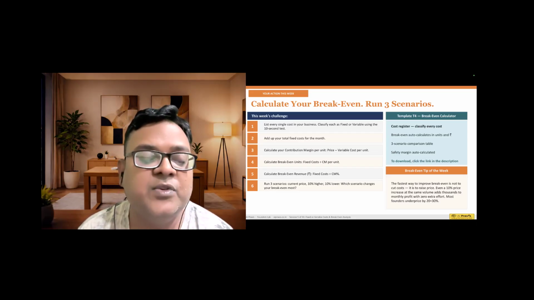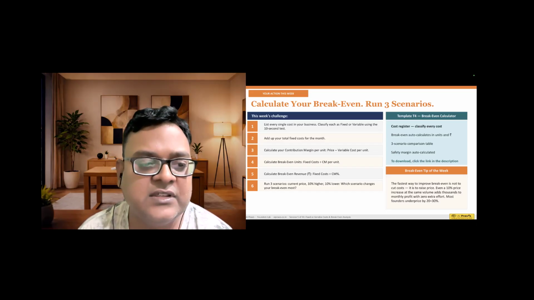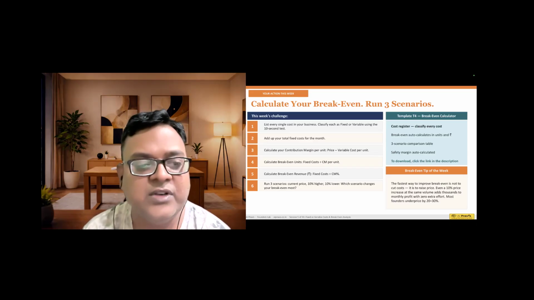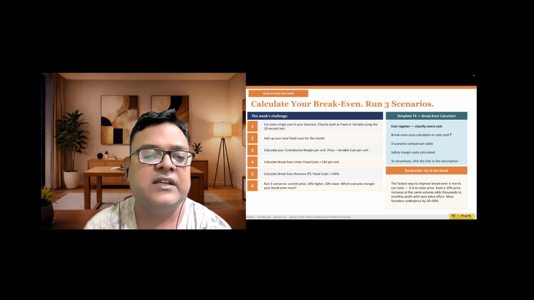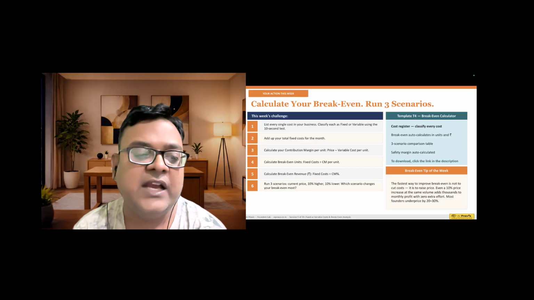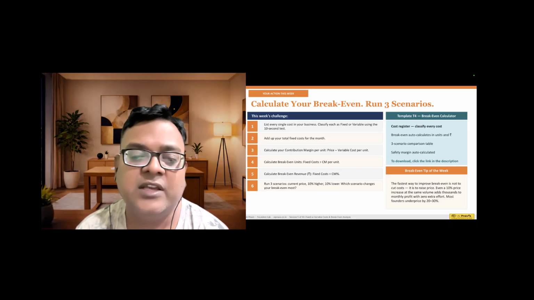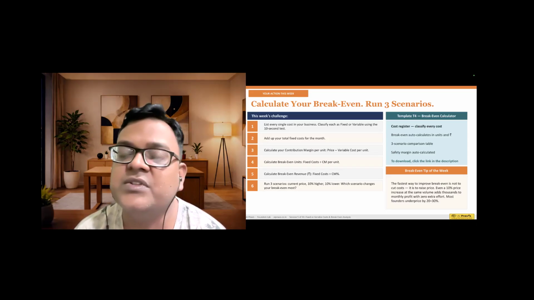Second one is add up your total fixed costs for the month. Calculate your contribution margin per unit. Calculate break-even units. Calculate break-even revenue. And run 3 scenarios: the current price, 10% higher, and 10% lower. And which scenario changes your break-even most?